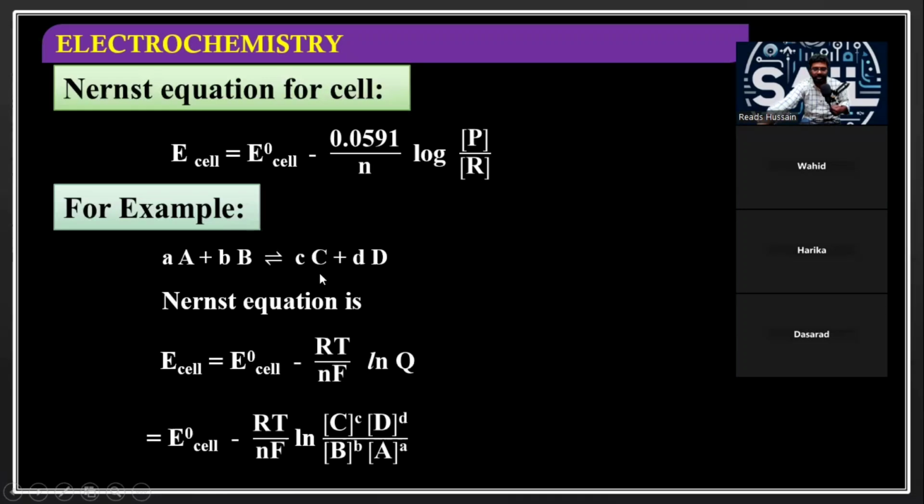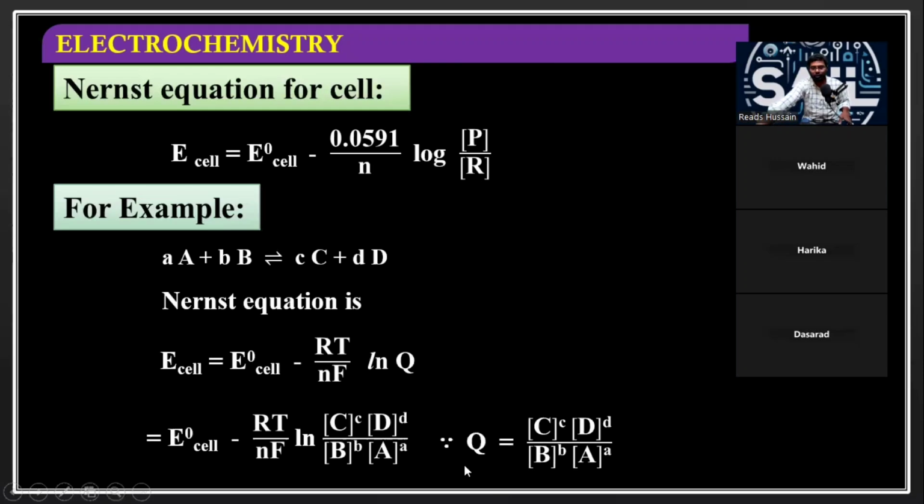What are the products in the given reaction? C and D. Capital C power small c, see here, capital C whole power c and capital D power small d, divided by capital A power a into capital B power b. Here small a, small b, small c, small d are the number of moles. They may be 1, 2, 3, 4, whatever it may be. That means they may be some integer.